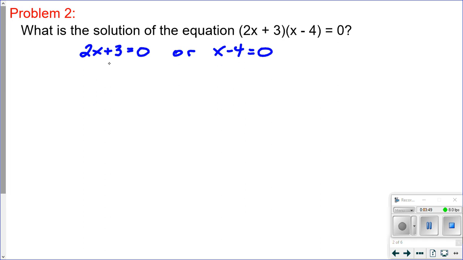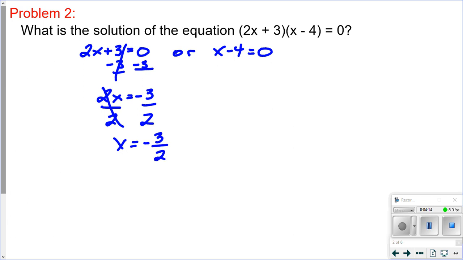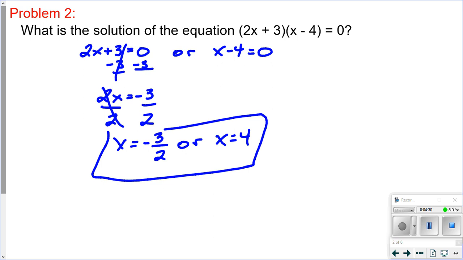So on this one, again, just a basic two-step equation. So I'm going to subtract 3 from both sides. So that gives me 2x equals -3. I'm going to divide both sides by 2. I'm going through this kind of quickly. If you need to, remember, you can just back it up and watch a problem again if I went too fast. So there's one of my solutions, x equals -3/2. Or my other solution, x minus 4 equals 0, that would mean that x would be equal to 4. So either one of those values of x will make this product equal to 0.